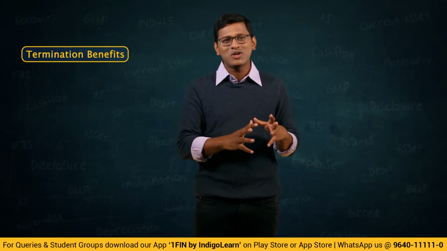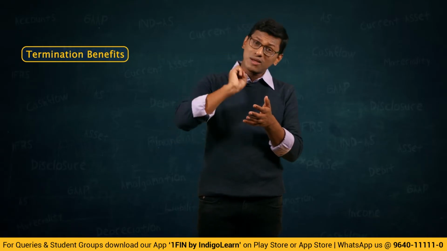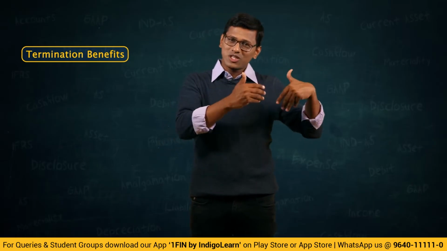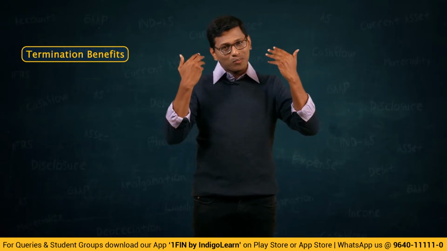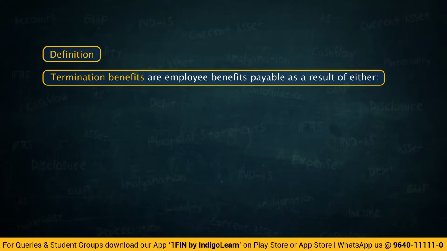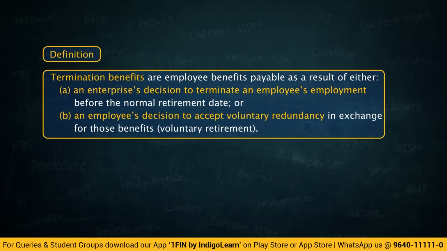So, termination benefits, when I talk about whether the employee is asked to leave by the employer because of which the employer pays, or the employee is applying suo motu, means on his or her own, to this particular voluntary retirement plan, because of which the employer is making the payment, they are covered under termination benefits. Let us look at the definition. Termination benefits are employee benefits payable as a result of either an enterprise's decision to terminate an employee's employment before the normal retirement date, or an employee's decision to accept voluntary redundancy in exchange for those benefits. So, basically this is more like voluntary retirement.